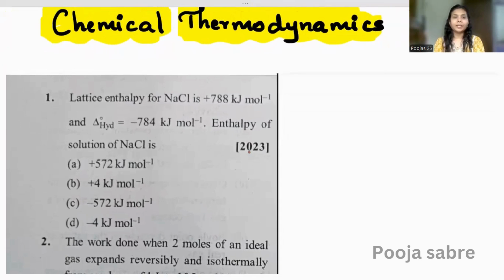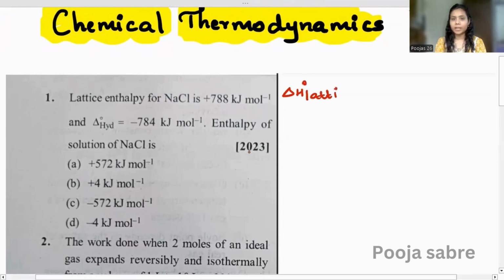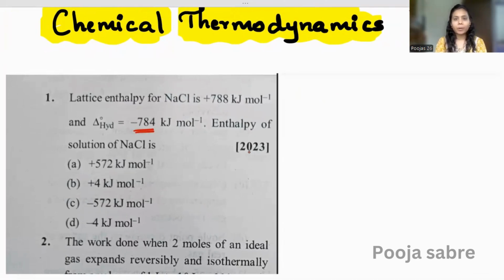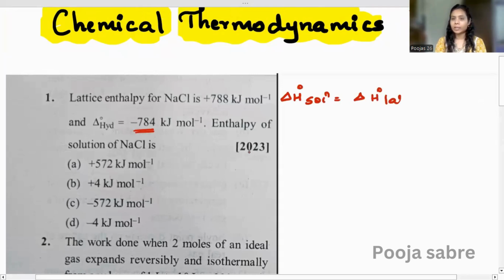The first question says that lattice enthalpy for NaCl is plus 788 kilojoule per mole. So lattice enthalpy is nothing but delta H naught lattice, given to us as 788 kilojoule per mole. And delta H hydration is given as minus 784 kilojoule per mole. We need to find out the enthalpy of solution. So it is a very simple formula. Delta H naught solution, that is the enthalpy of solution, equals lattice enthalpy, that is delta H naught lattice, plus delta H naught hydration.